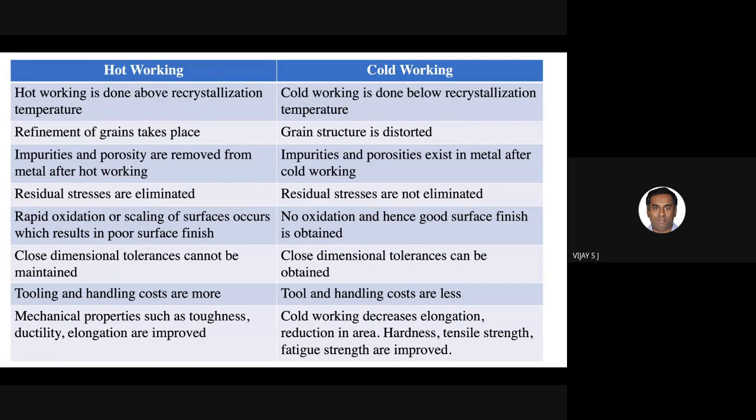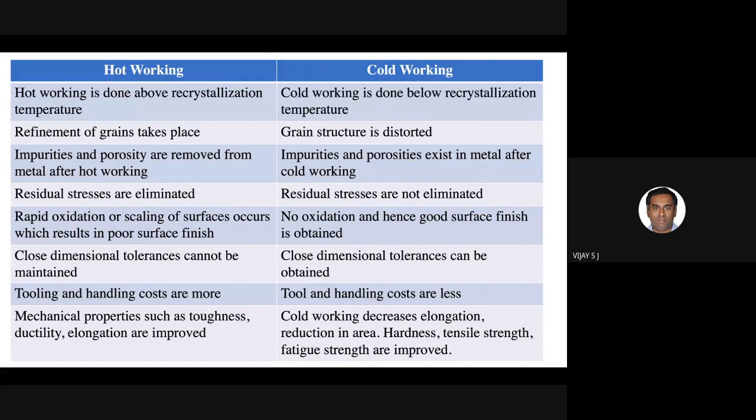Tooling and handling costs are more. The reason is, you need a material which can withstand high temperature, and tools that can withstand high temperature. So material properties have to be very good. If you want high material properties, the cost of metal is going to be very high. Say, recently we manufactured one tool and die for a process. The cost of the material is 145 rupees per kilogram.